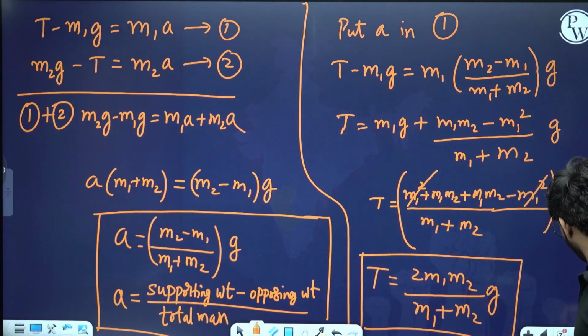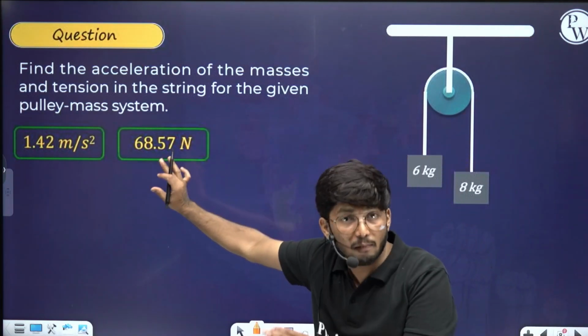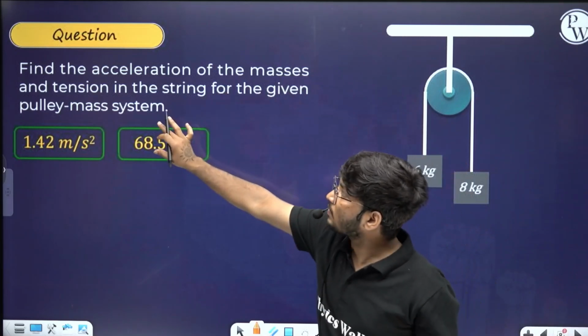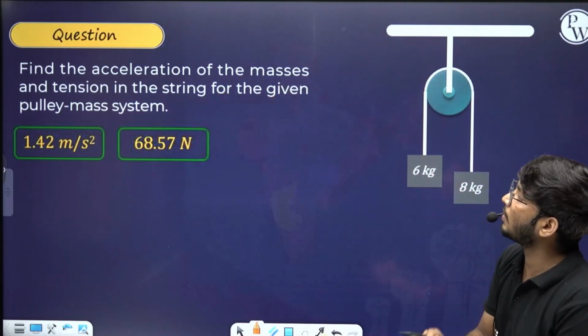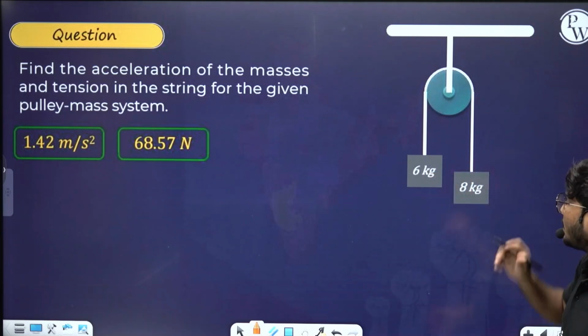We can directly find the acceleration and tension. Let's use the formula and quickly solve a problem, right? Find the acceleration of the mass and the tension in the string for the given pulley mass system. In this pulley mass system, there is a 6 kg block and another one is an 8 kg block, right?